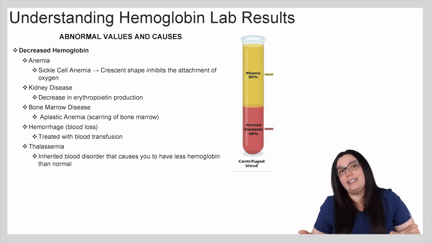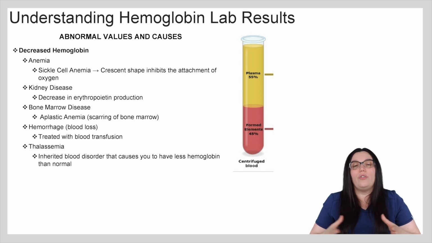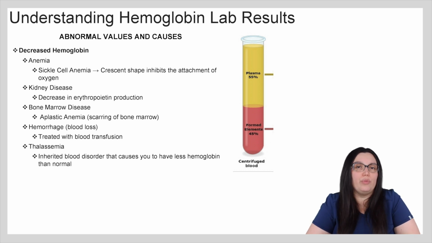We also have kidney disease. If we have a decrease in that erythropoietin production with our kidney disease, then we're not going to produce enough red blood cells, thus lowering our hemoglobin numbers.